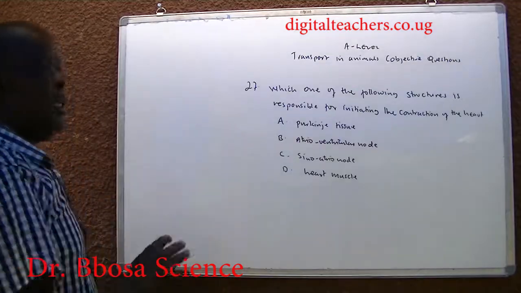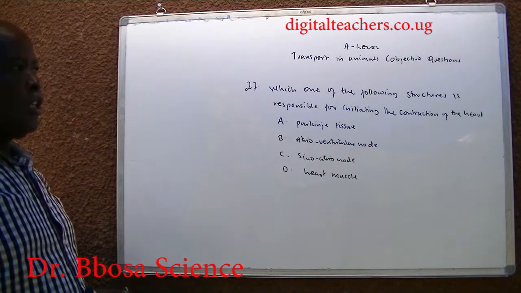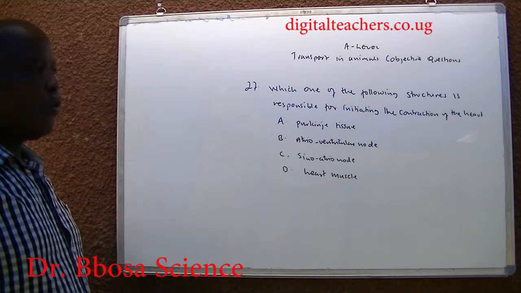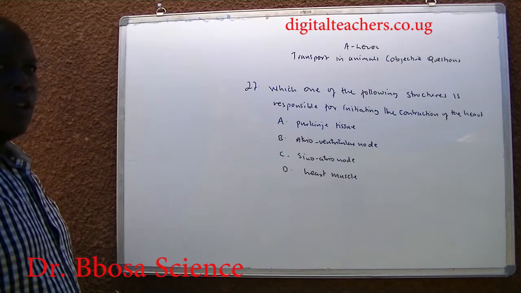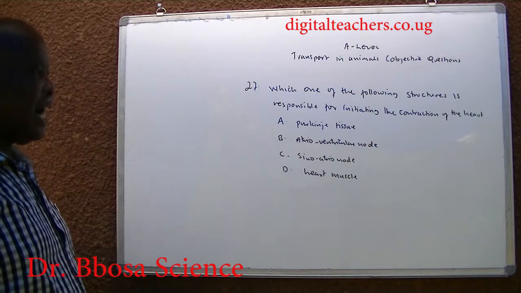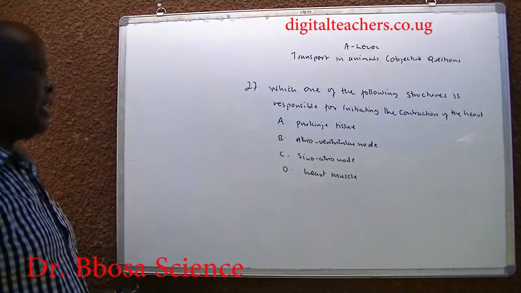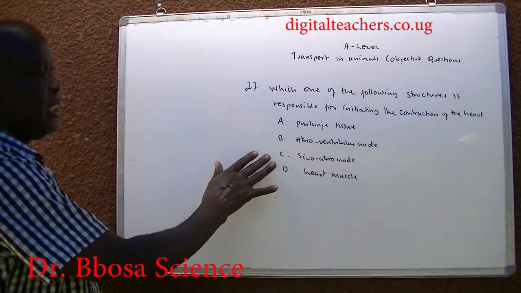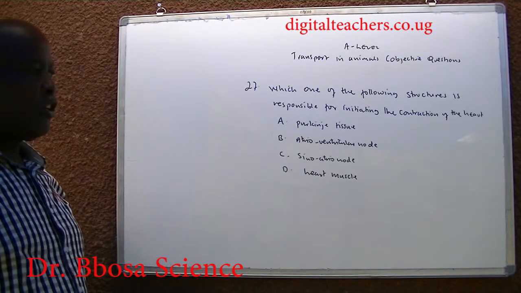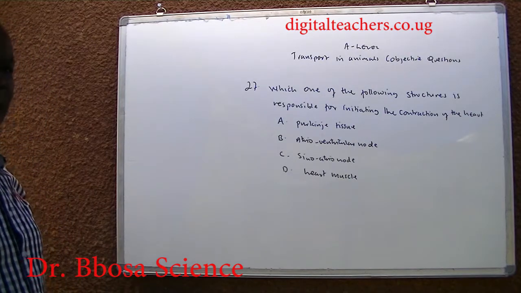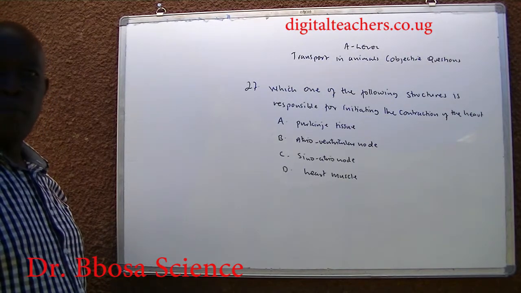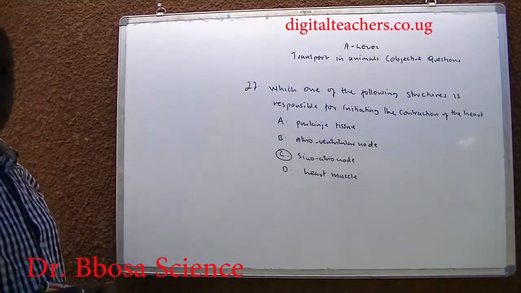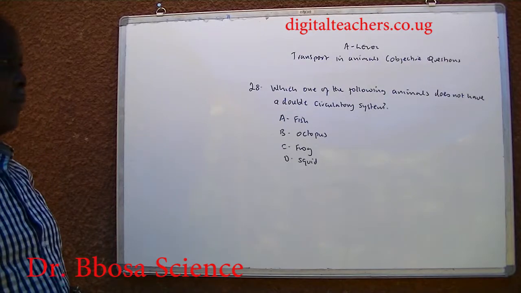capillaries. Number 27. Which one of the following structures is responsible for initiating contraction of the heart? A. Purkinje tissue. B. Atrioventricular node. C. Sinoatrial node. D. Heart muscle. You can pause and answer. The answer is C.